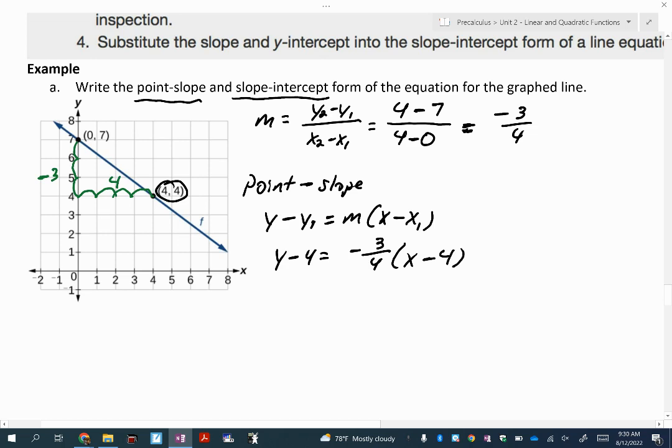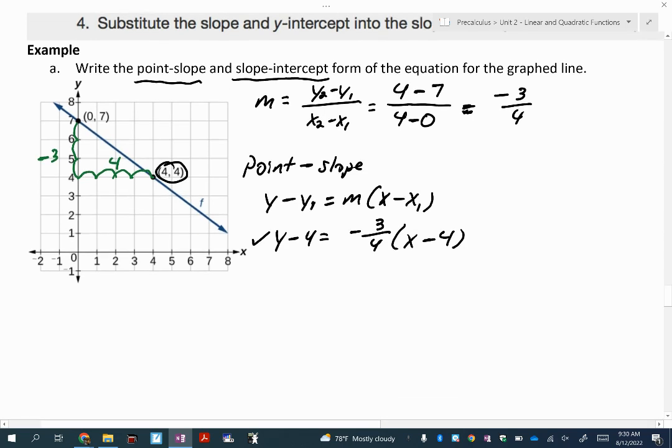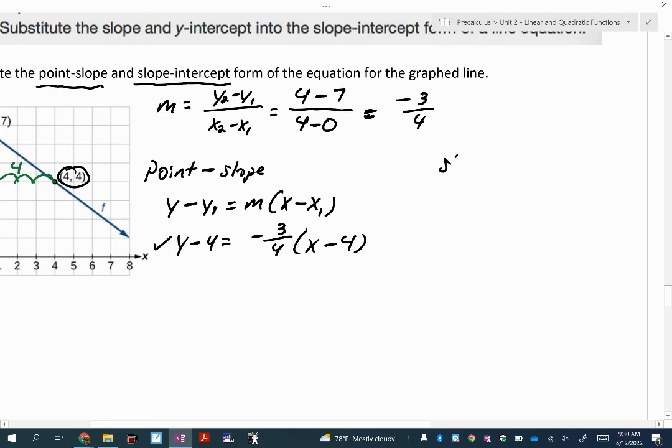Now, if this was a question where it said write in point slope form, you'd just be done, right? This is point slope form, so I'm finished with that. But it also tells me I want to do this in slope intercept form. Now, there's a couple ways you could go from here.